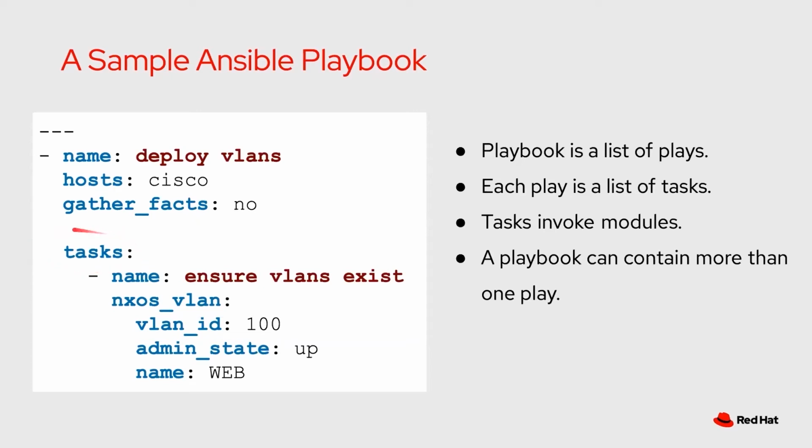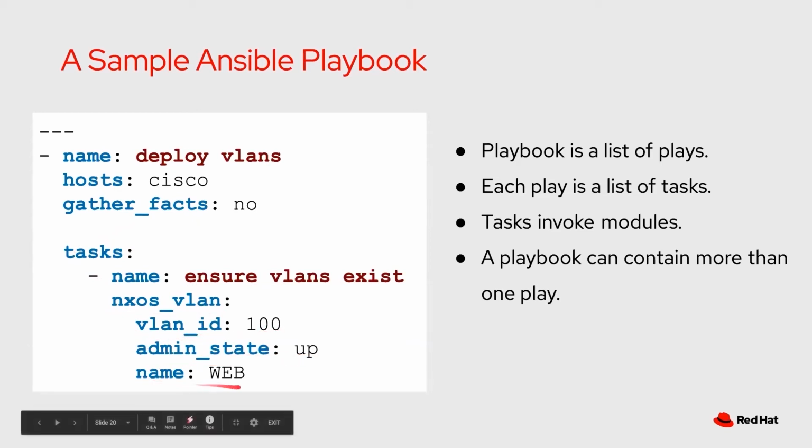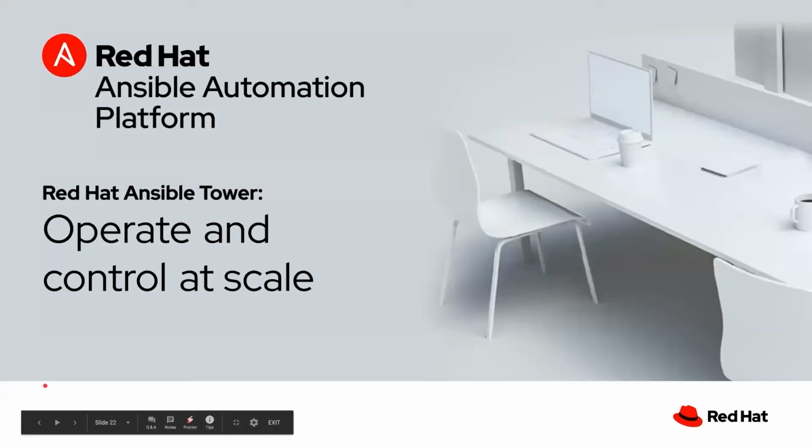Okay, and then here's the meat of what we're going to do. Again, our tasks. These are the things that Ansible is going to do. So we're going to create some VLANs. We're going to use, and this is of course NXOS, and we're going to create VLAN ID 100. We're going to up the interface and give it a name of web, and that's our web VLAN. The interesting thing about this again is the first time this runs, this VLAN will be created. The second time it runs, nothing will happen because the VLAN already exists. So it's a really powerful thing.